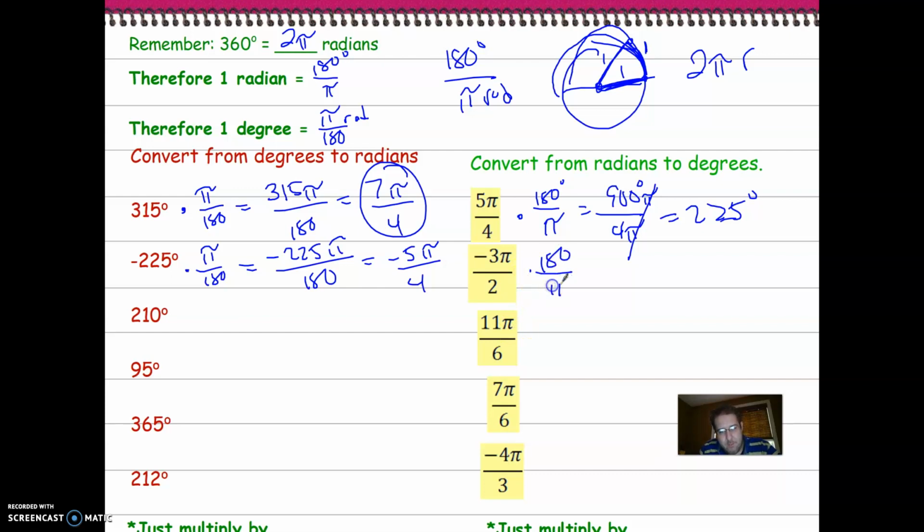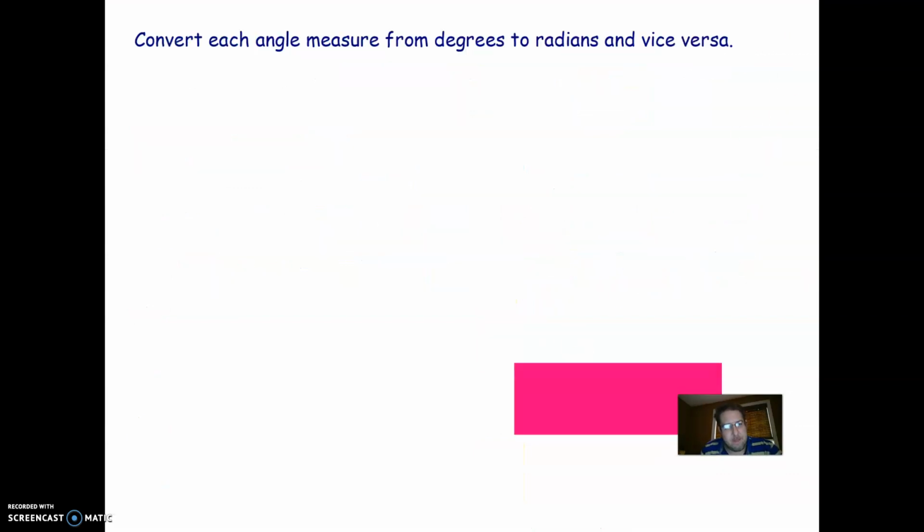Multiply by 180 over pi, so that's degrees. Negative 3 times 180 gives me 540 pi degrees, over 2 pi, but the pi's cancel out. Anything divided by itself is 1. Divided by 2 gives me 270 degrees. And you do the exact same for all the rest of the questions.